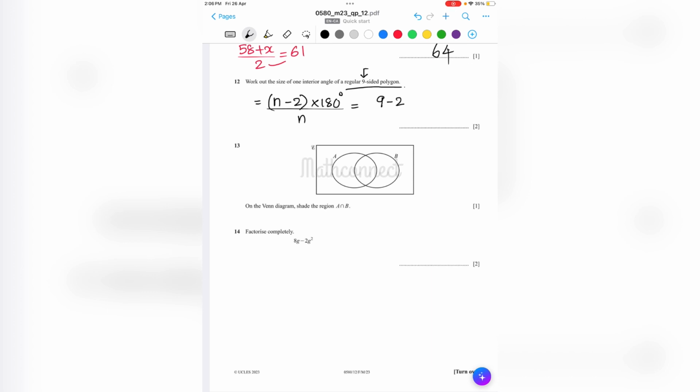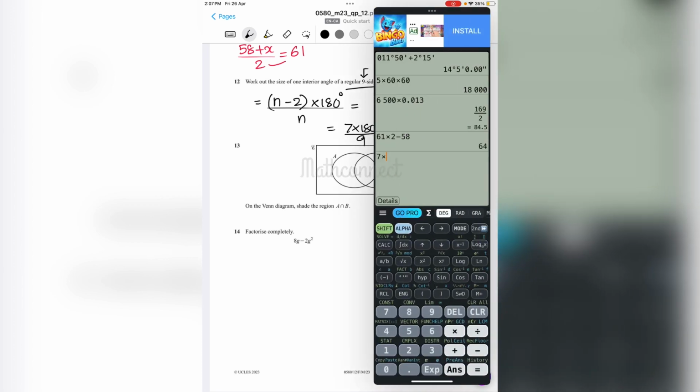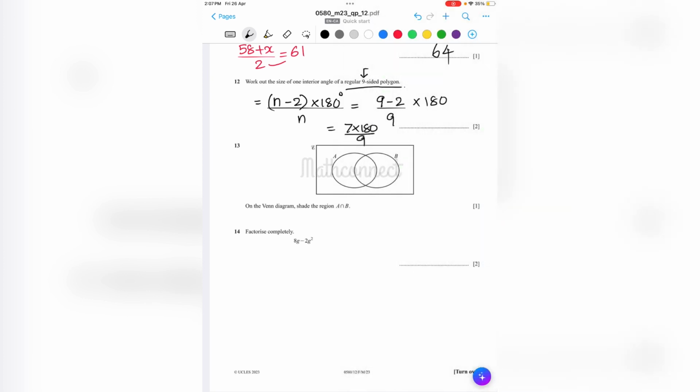So 9 minus 2 times 180 divided by 9, which is 7 times 180 divided by 9. It will give you the answer as 140. So the answer is 140 degrees.